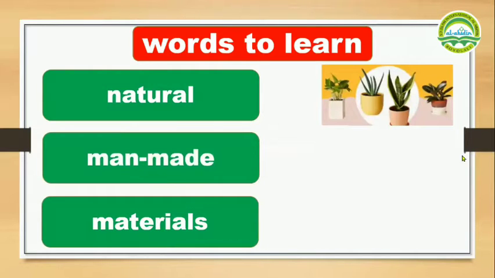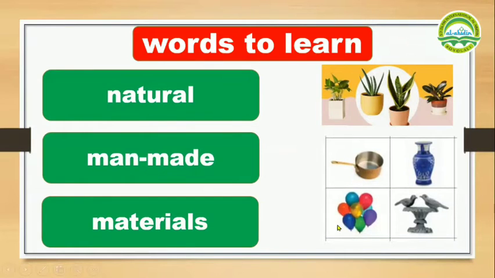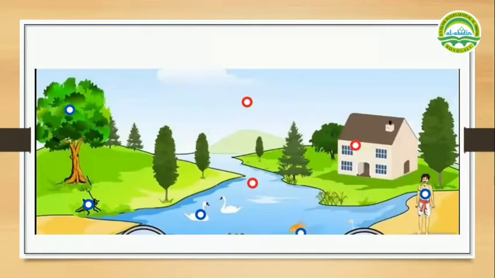So here is the picture. Look at this picture. As you know, these all are plants, so these are natural materials. The things that man created, you will call them man-made materials. So this is the natural material, and these things are man-made.